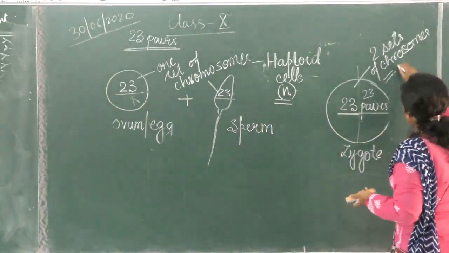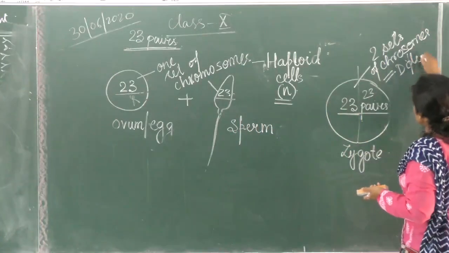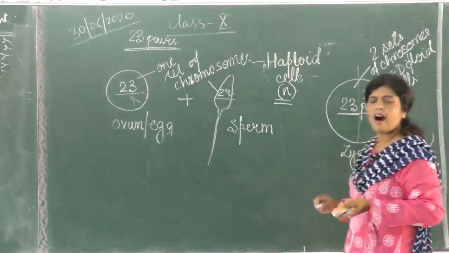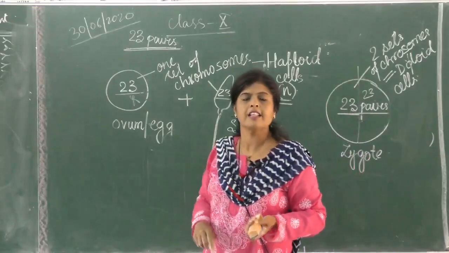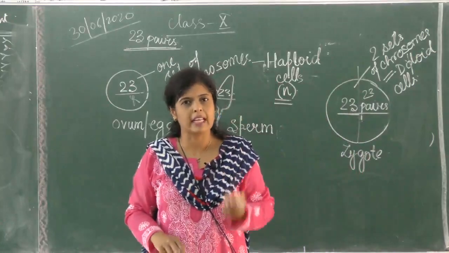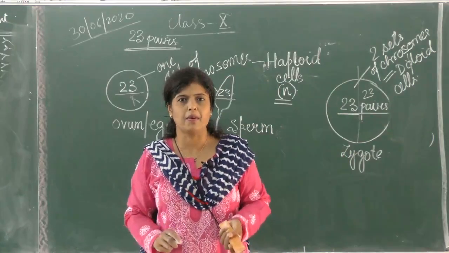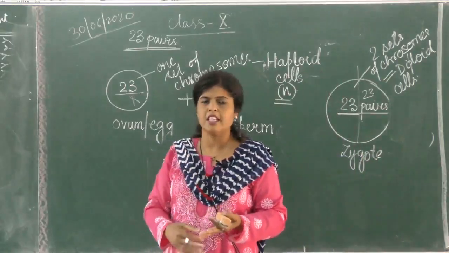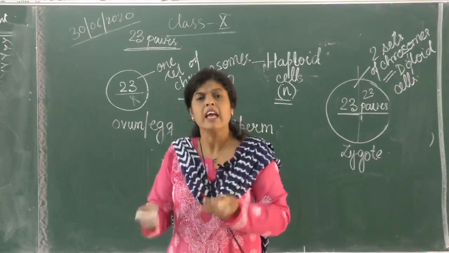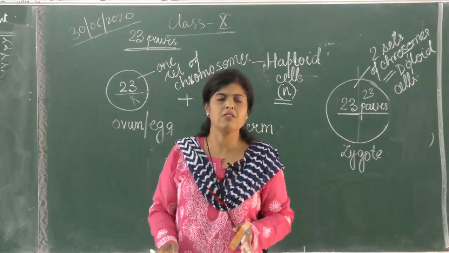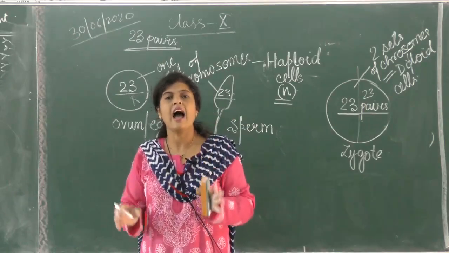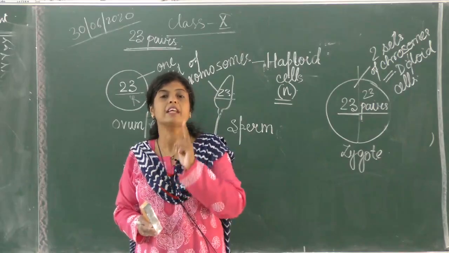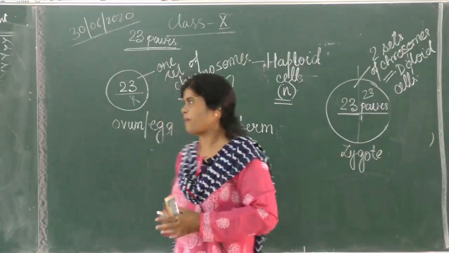So 2 sets of chromosomes, and these kind of cells are known as diploid cells. All the cells in our body are diploid cells. All body cells are diploid except for gametes. Is it all right? No matter which part of the body you are taking, from kidney, from brain, from muscle, any part of the body, the cells are diploid. Only except for the gametes. Gametes are haploid. All right.